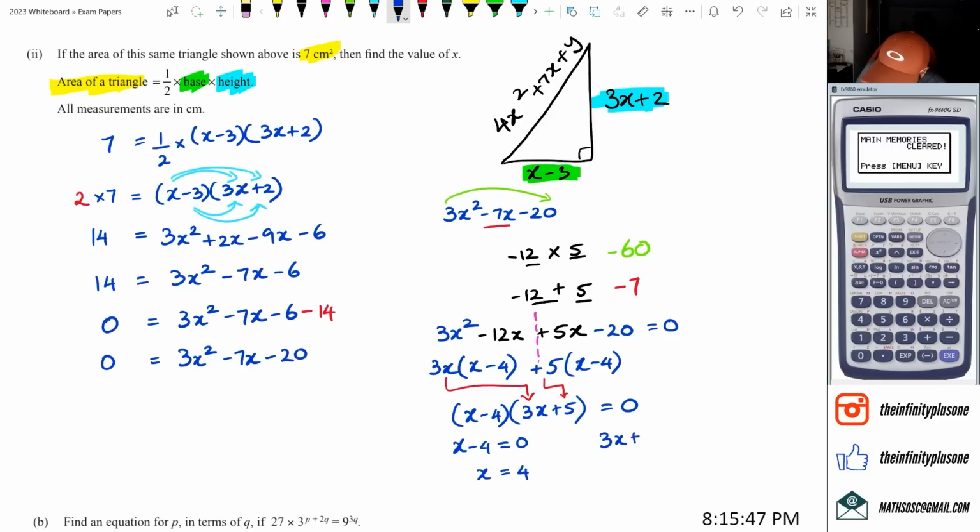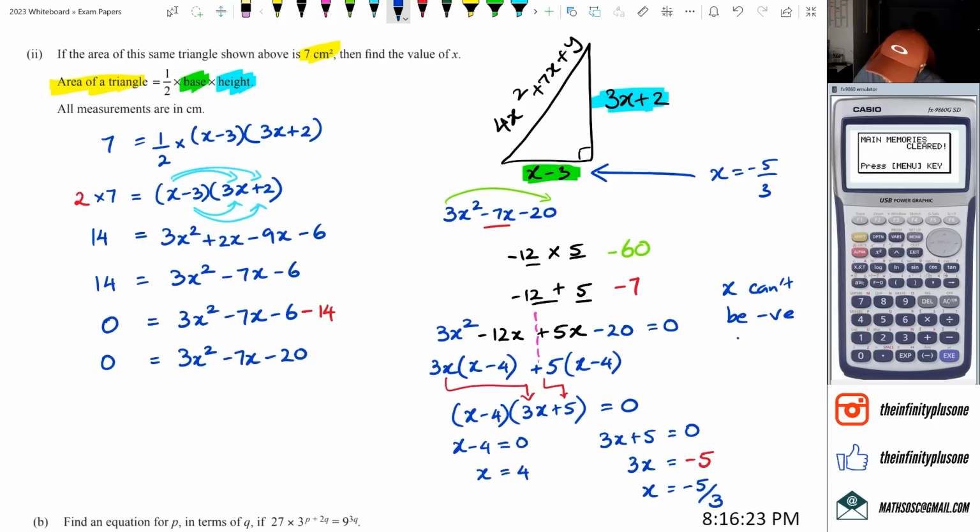And then we've got 3x plus 5 equals 0. So we can say that 3x is equal to negative 5. And then finally we can say that x is equal to negative 5 over 3. Now again, if you look at this particular question here, you can see that x equals negative 5 over 3 doesn't work, because if I put x equals negative 5 over 3 as this base, you're actually going to end up with a negative value for a base. So we're going to say that x can't be negative. Therefore, x is equal to positive 4.